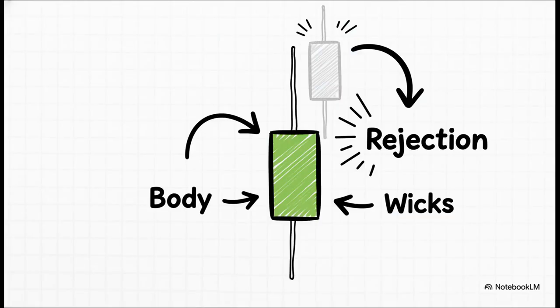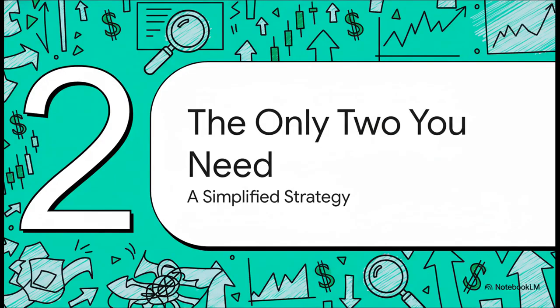All right, now for the anatomy. The thick part, that's the body. That's the main action. But the wicks, those thin little lines, they tell a way more interesting story. They show where price tried to go, but couldn't. A long wick means rejection, a failed push. This concept of rejection is absolutely crucial. So remember that.